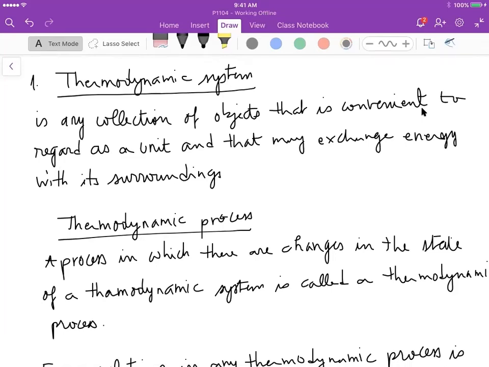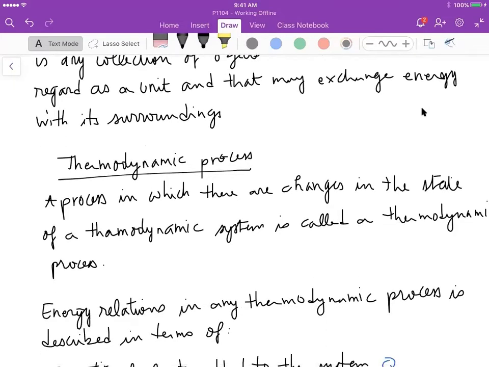And then if we have a system, then a system can undergo some thermodynamic processes. So what do we call a thermodynamic process? It is a process in which there are changes in the state of a thermodynamic system, as we said earlier, defined by a few variables which we call state variables. So whenever this system undergoes some process during which there is variation in these variables, we can call this process a thermodynamic process.